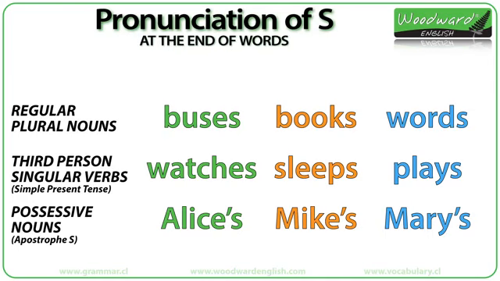Now, did you notice how the final S was pronounced in 3 different ways? How was the final S pronounced in the first column? Buses, watches, Alice's. The S sounds like /ɪz/. Those 2 slashes on either side refer to the broad transcription, or way of writing the pronunciation of a word. Buses, watches, Alice's.